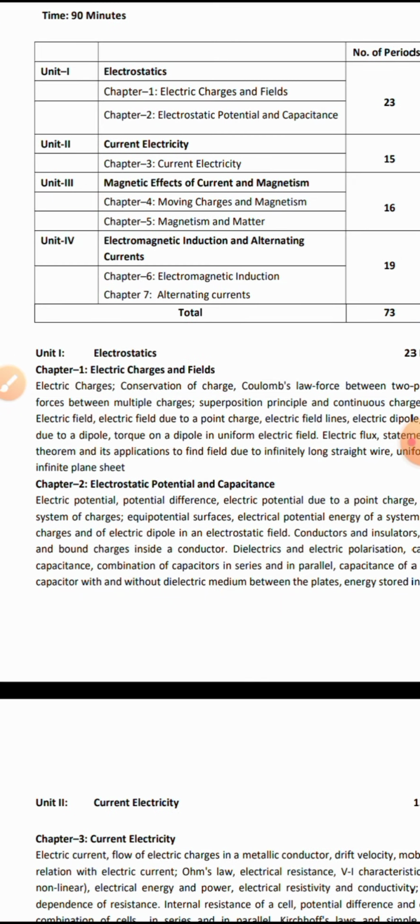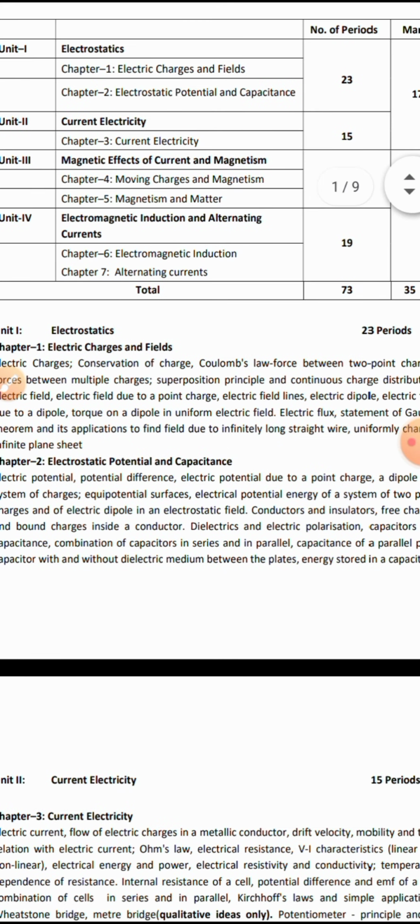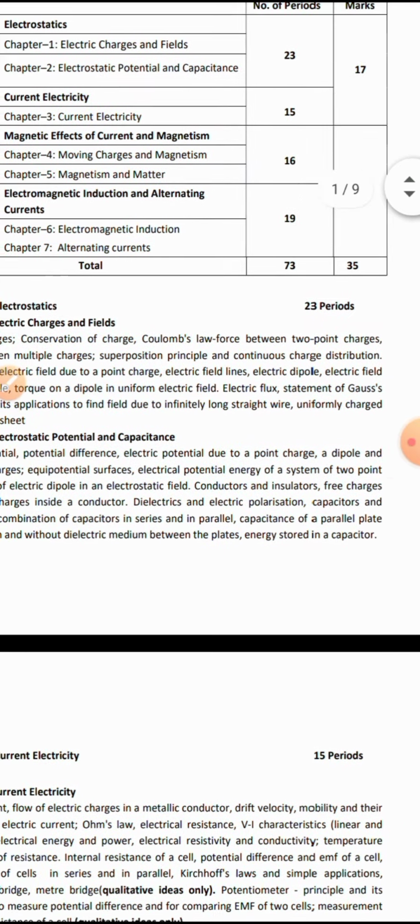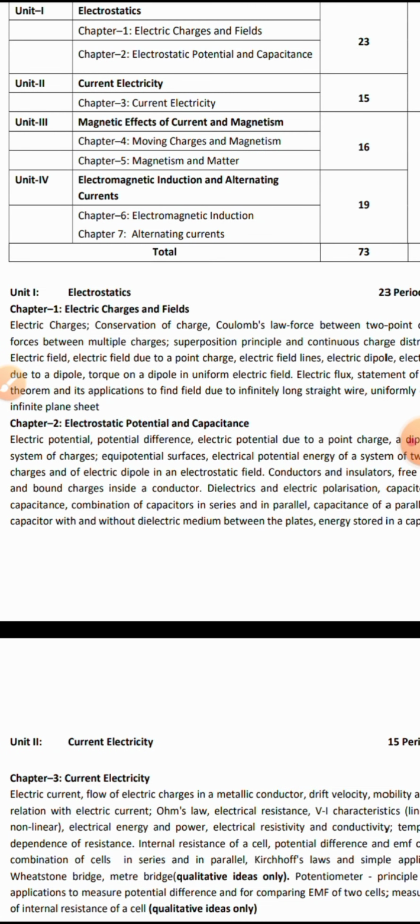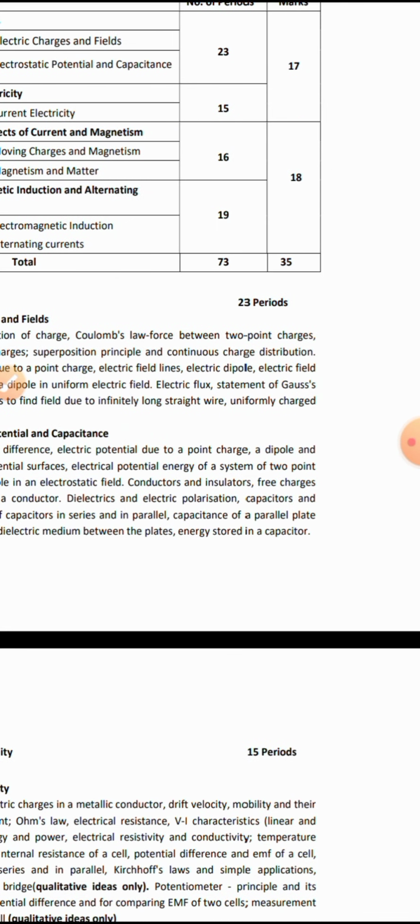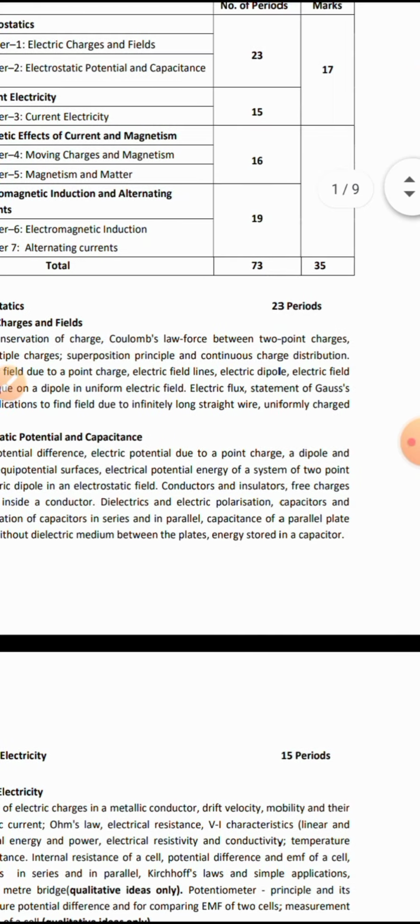Unit 3, Magnetic effects of current and magnetism. Chapter 4, Moving charges and magnetism. Chapter 5, Magnetism and matter. And Unit 4, Electromagnetic induction and alternating current. Chapter 6, Electromagnetic induction. Chapter 7, Alternating current. The marks will be 18. So total marks will be 35.